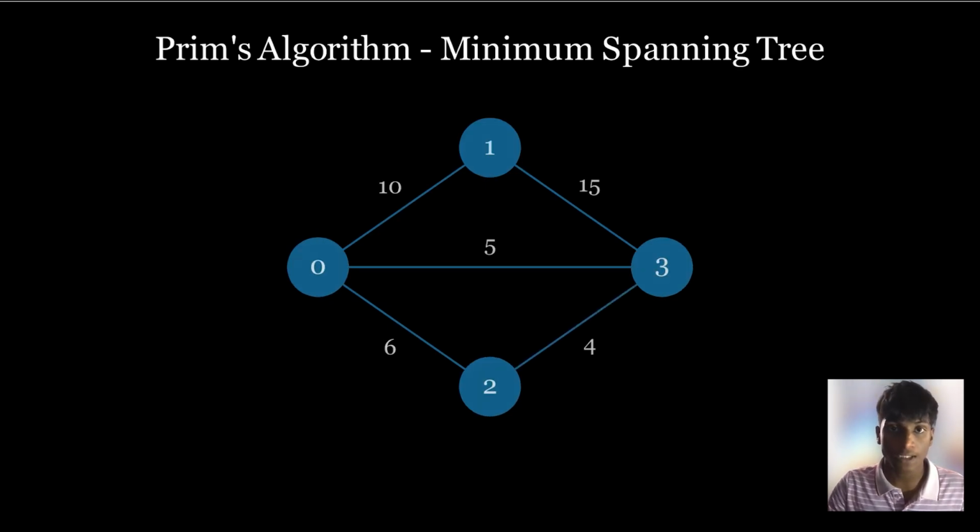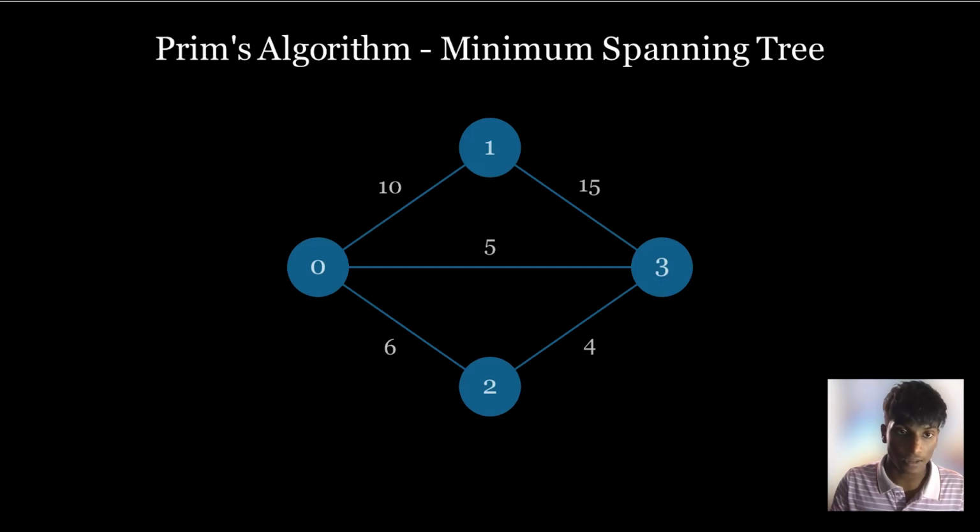Here we have a weighted graph with 4 vertices: 0, 1, 2, and 3. Each number represents a node in the graph. The lines between them are edges, and each edge has a weight which represents the cost. The goal of Prim's algorithm is to connect all these nodes using the minimum total edge weight without forming any cycles.